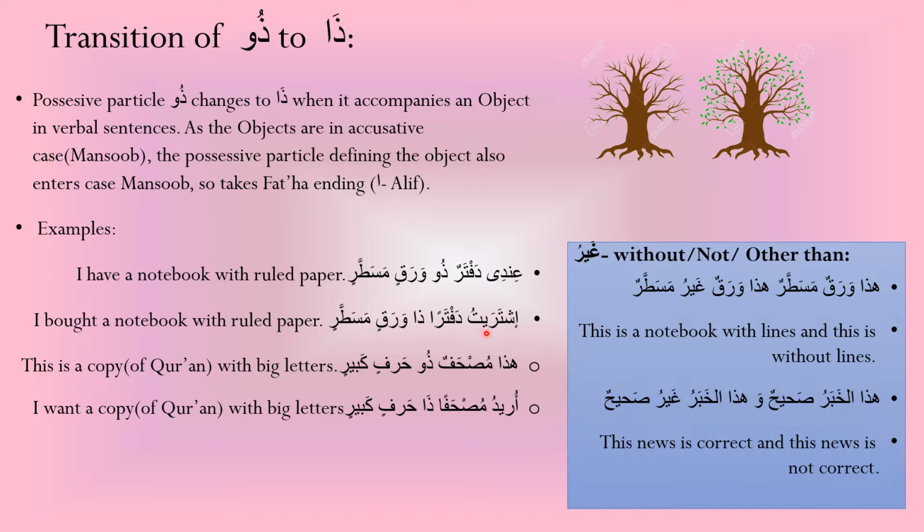The next example we have: Ishtaraitu daftaran dha warakin musattarin. I bought a notebook with ruled paper. Here daftaran is the object of the verbal sentence, so it takes the possessive particle dha, which follows the case mansub.